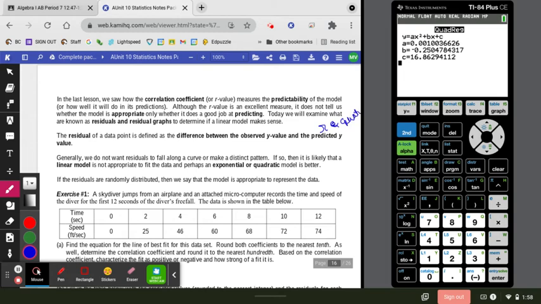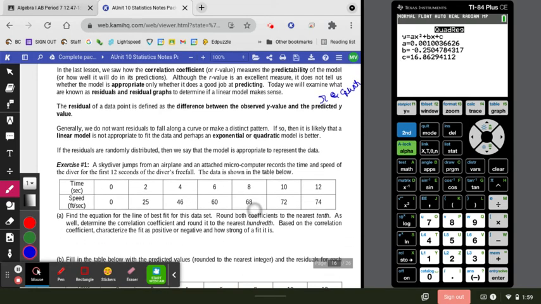Generally, we do not want residuals to fall along the curve or make a pattern. If so, then it's likely that a linear model is not appropriate, and we should use exponential or quadratic. If the residuals are randomly distributed, then we say that the model is appropriate.